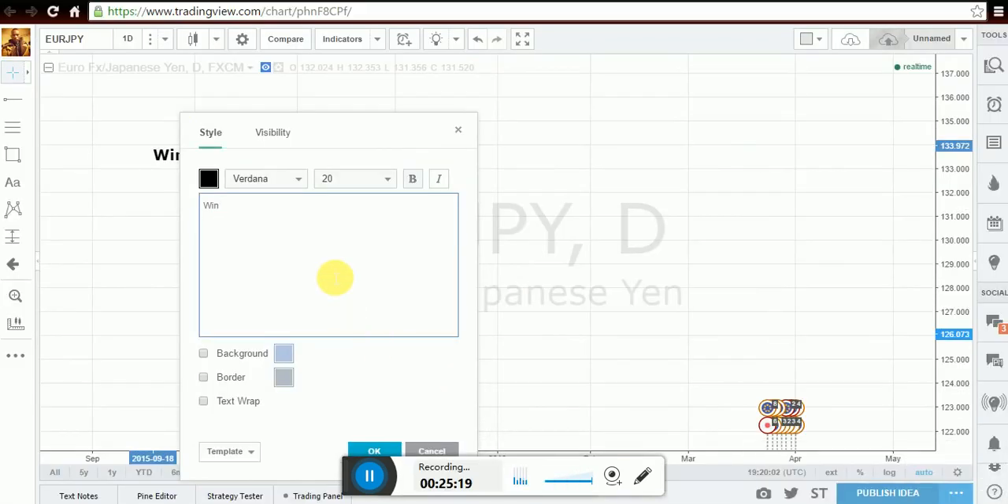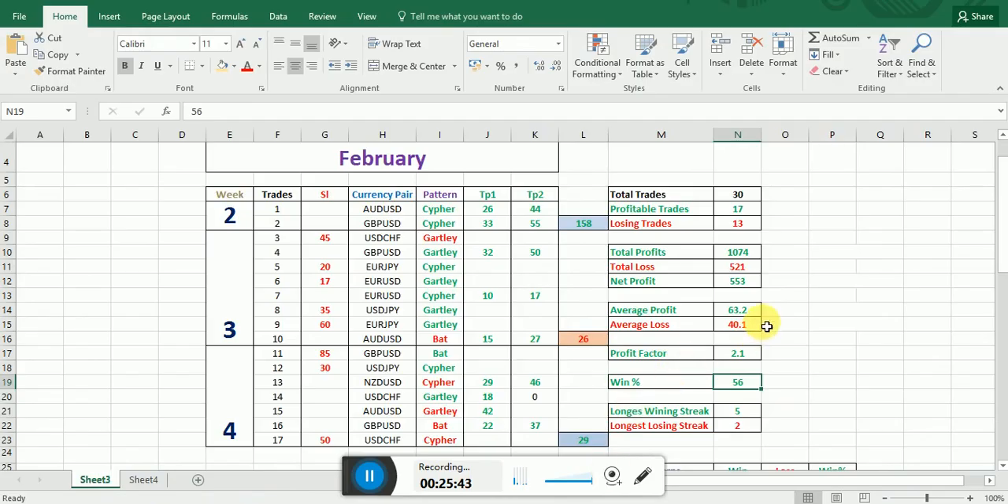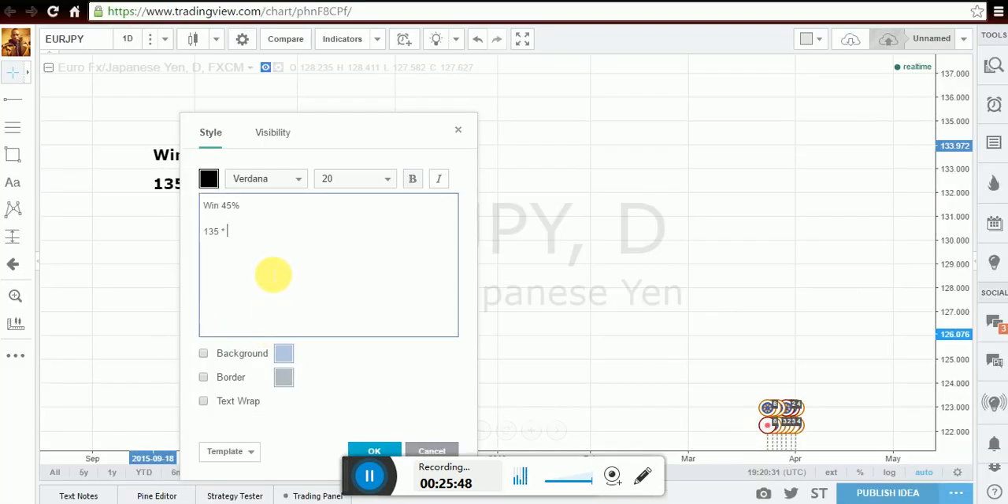So if you have a winning percentage of 45%, and we're going to take 300 trades a year, right? If we win 45% of our trades, it means we're going to win 135 trades out of 300. So if we win 135 trades out of 300, making an average profit of 63 pips and an average loss of 40 pips. So average profit of 63 pips.